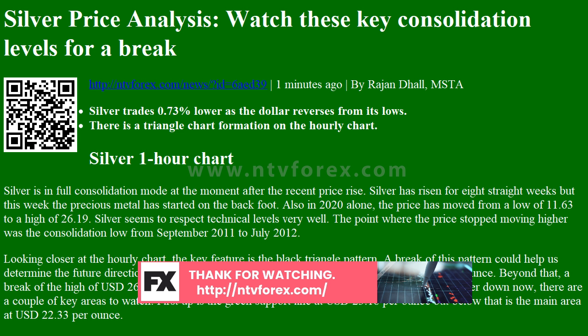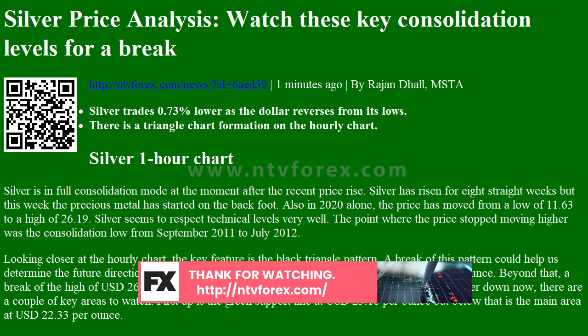Levels. Previous daily high 24.49. Previous daily low 23.28. Previous weekly high 26.21. Previous weekly low 22.32. Previous monthly high 26.21. Previous monthly low 17.76. Daily Fibonacci 38.2%: 24.03. Daily Fibonacci 61.8%: 23.75.